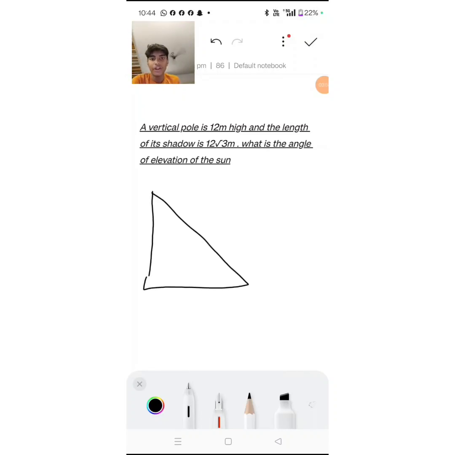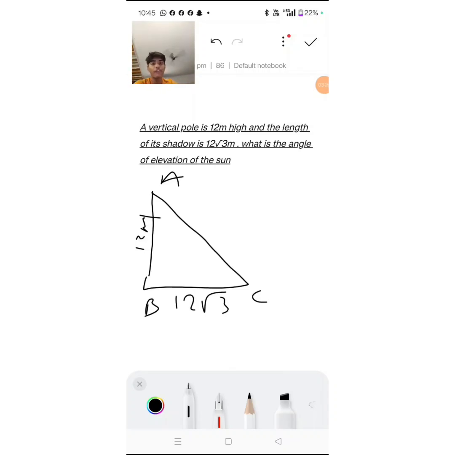So what are they saying? The vertical pole is 12 meters high. So this is the vertical pole. We'll say 12 meters, right? So first of all, we'll mark the sides. We'll say A, B, and C, right? A, B, C, these are the sides. Now the vertical pole is 12 meters high. Its shadow is 12 root 3. So that means the base is 12 root 3. So we can do Pythagoras theorem, ultimately find the hypotenuse, but that's not what they're asking.